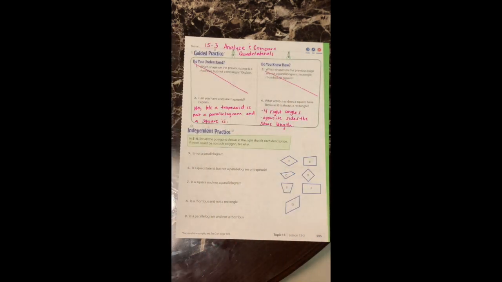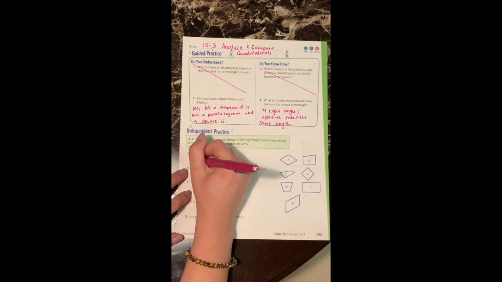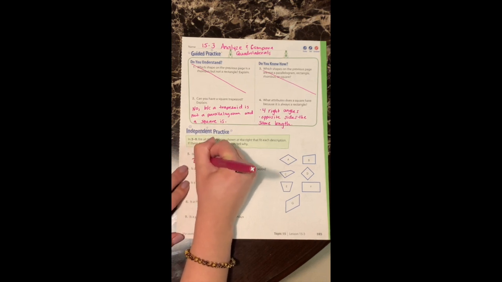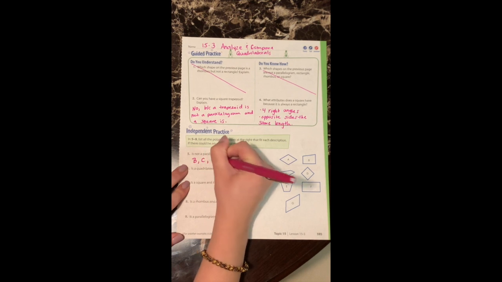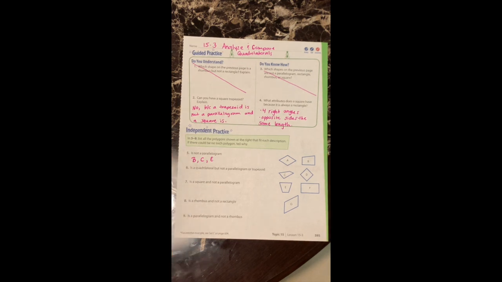So when I went through and I looked at it, I saw that polygons B, C, and E did not fit the parallelogram description. B, although it looks very close, these 2 sides are not parallel completely. C, these 2 sides and these 2 sides are not parallel to each other, so it's not a parallelogram. And then same thing with here, this is a trapezoid, so B, C, and E are all trapezoids.